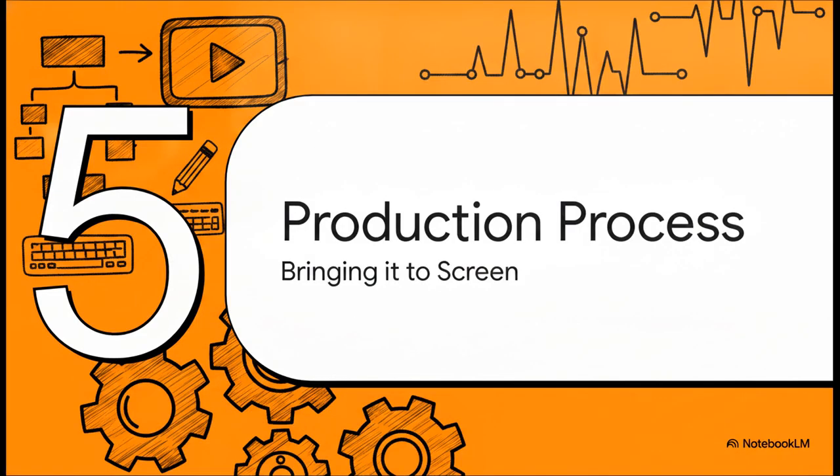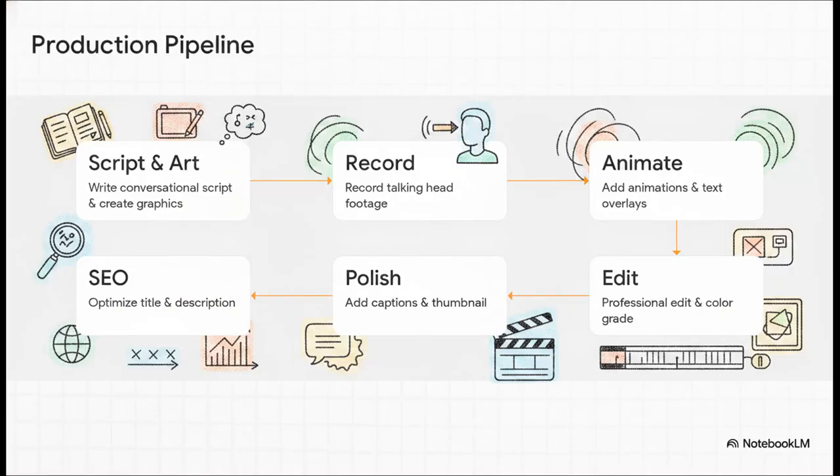Section 5, the production process. Producing high-quality technical content is a seriously intensive pipeline. These 6 condensed steps outline exactly how raw data is transformed into polished, accessible visual material. It starts with writing that conversational script and sourcing graphics. Then you record the talking head footage. After that, you've got to layer in animations and text overlays to actually aid understanding. Then comes the professional edit, adding accessibility features like captions, and finally, optimizing the title and description so people can actually find the content via search engines.